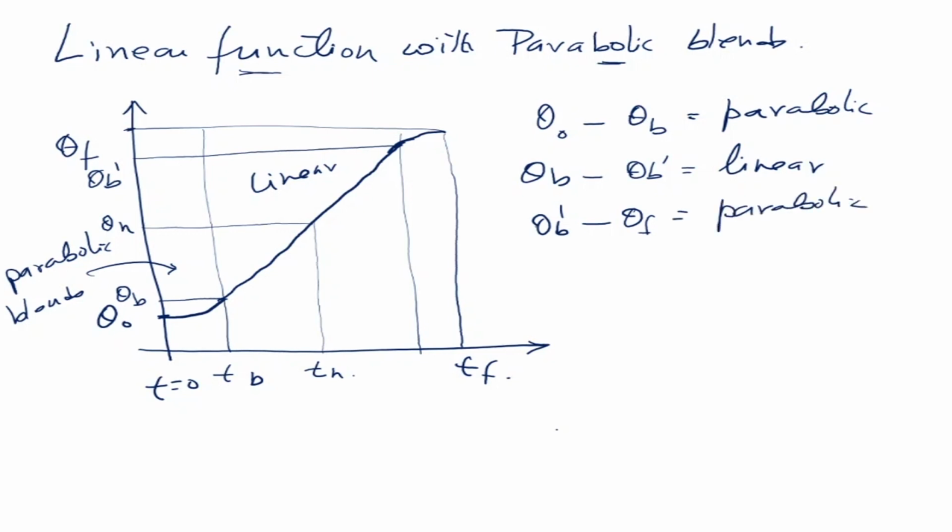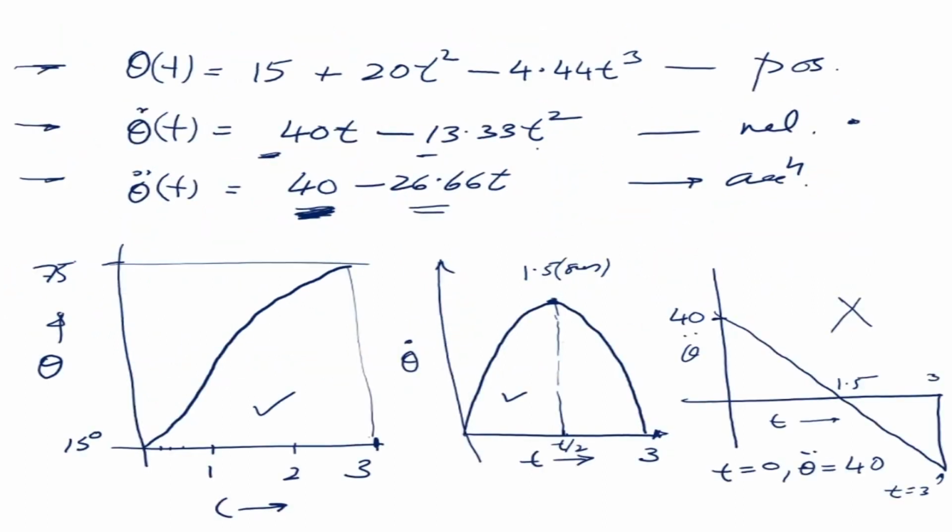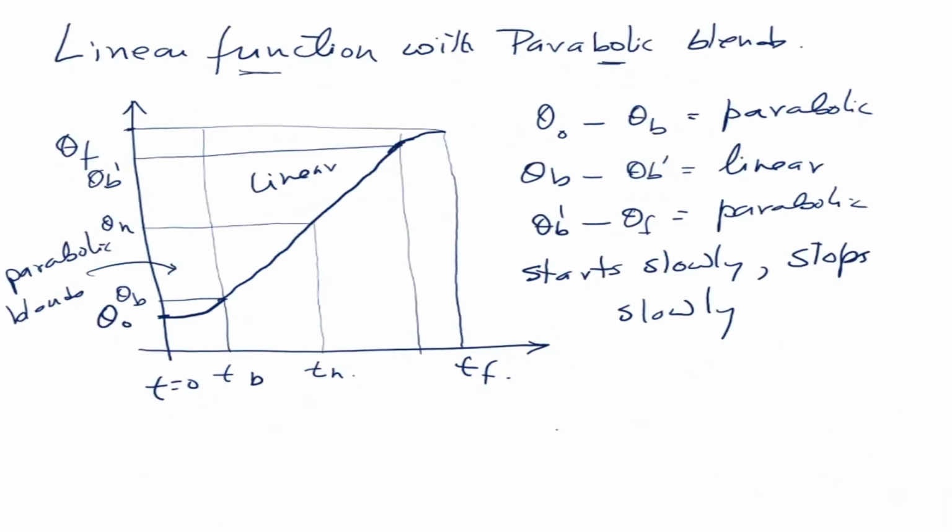So it basically means that it starts slowly and stops slowly. Unlike the previous case, if you remember, there was an instant start and an instant stop because of the acceleration. Whereas here what we are saying is that it will start slowly in a parabolic way and it will stop slowly. Now, because this is a linear section in the center, the velocity is constant.